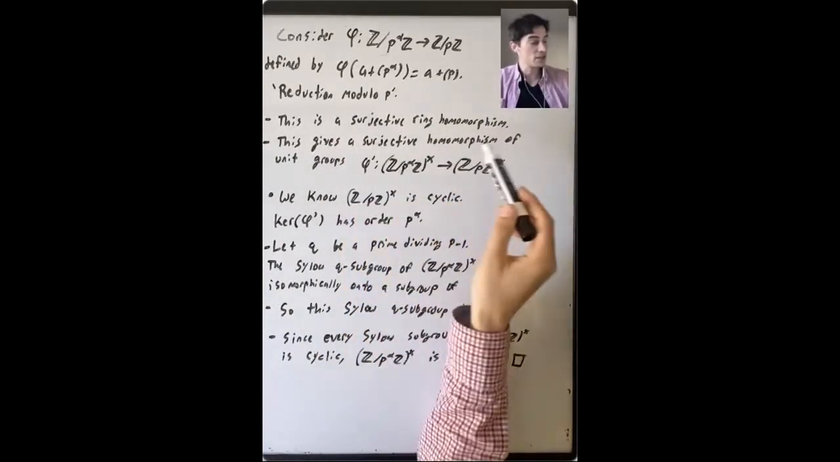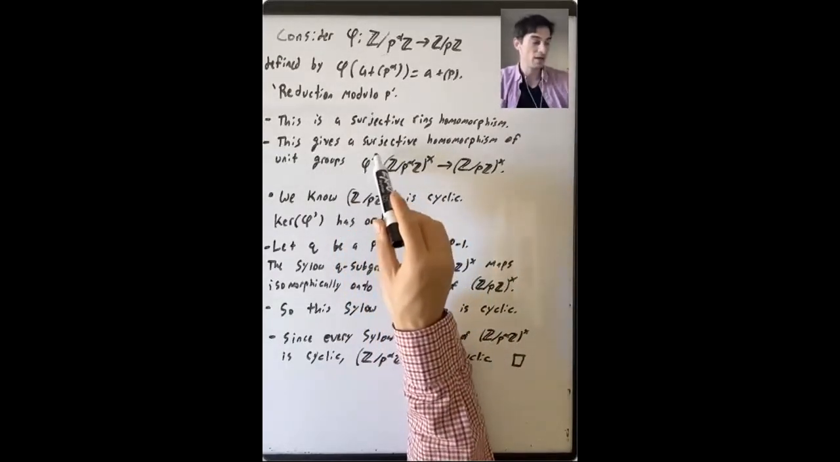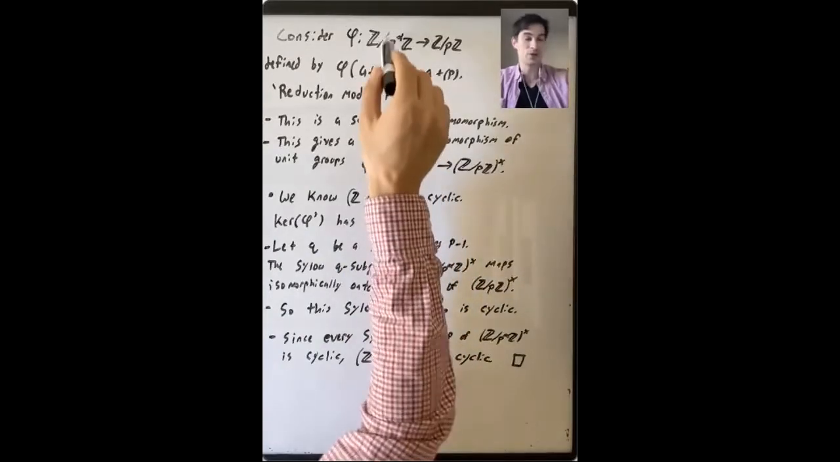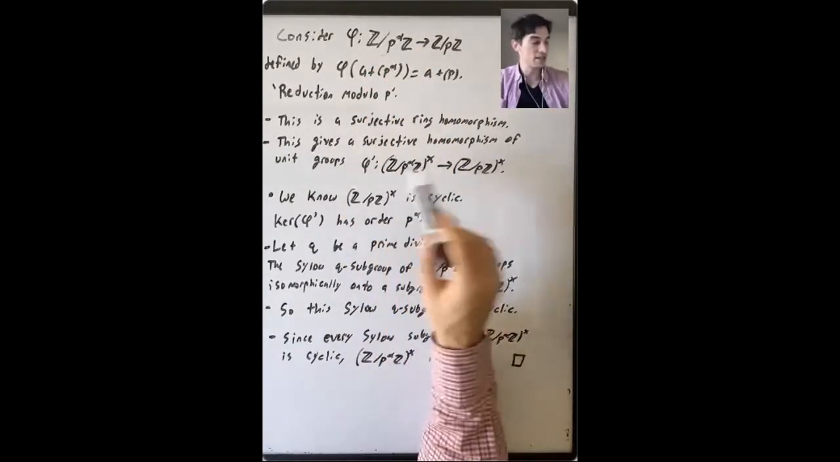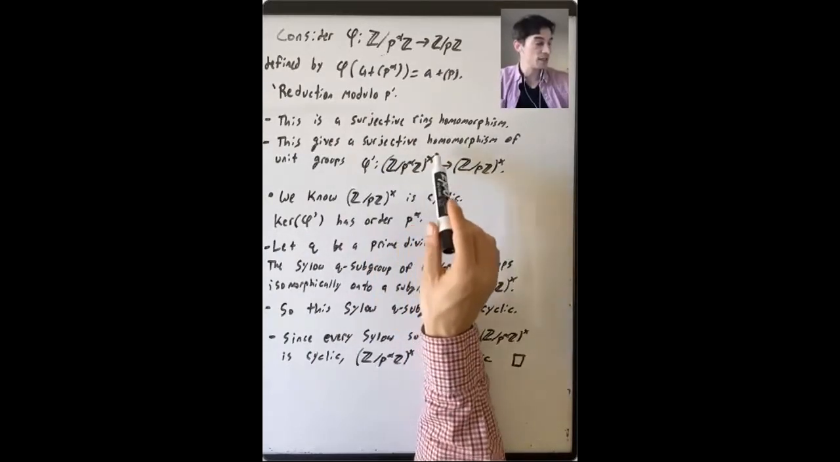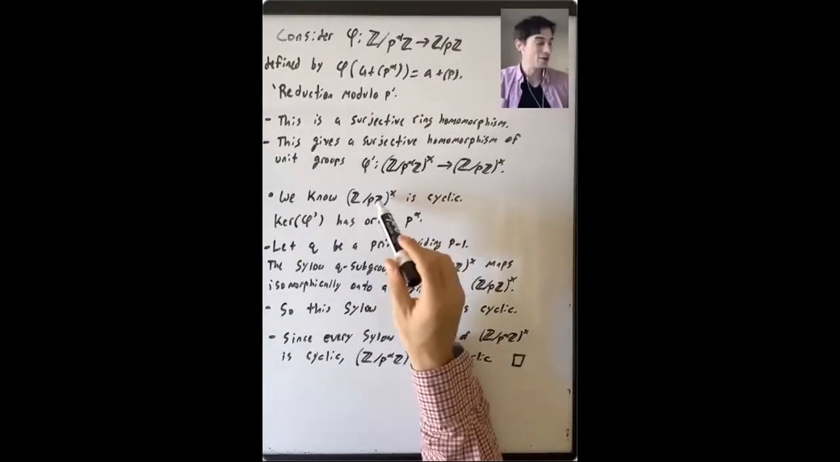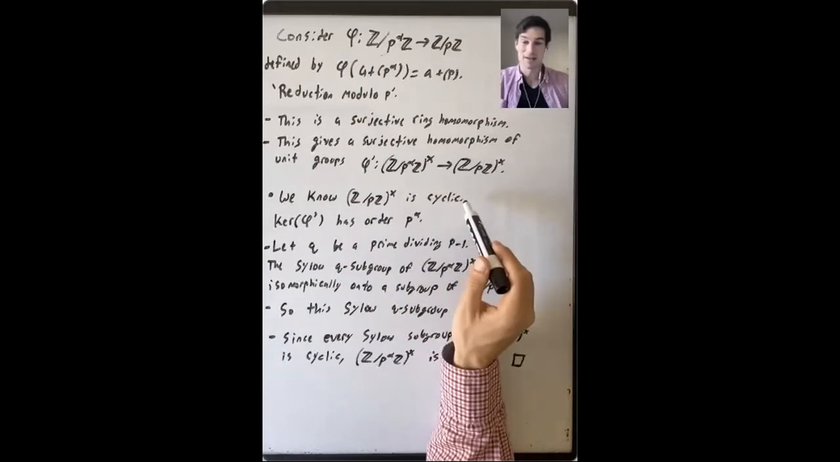This gives a surjective homomorphism of unit groups. So you look at what phi does, you restrict to the units, units get sent to units. You get this surjective group homomorphism phi prime from (Z mod p to the alpha Z)star to (Z mod pZ)star. And now we know that (Z mod pZ)star is cyclic.